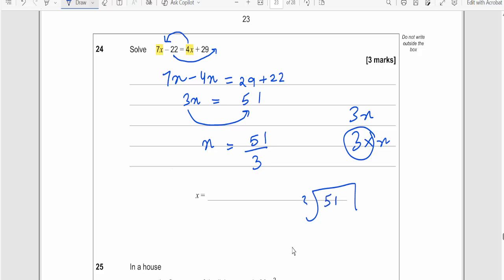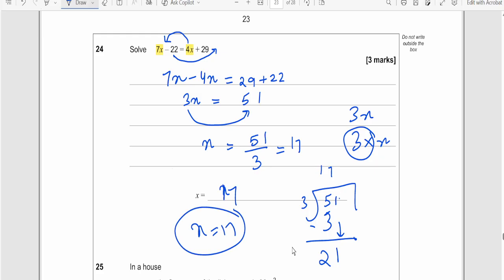So in 3 times table, does 5 appear? No. What number is smaller than 5 and closest to 5? Is it a 3? Yes, so 3 times 1, we write here 1, 3. Then we subtract 5 minus 3, 2. We bring this 1 down. 3 times 7, what is it? Yeah, 7. So the answer is 17. So x is equal to 17. What we did, we moved x terms to one side and numbers to one side, and then we solved it.